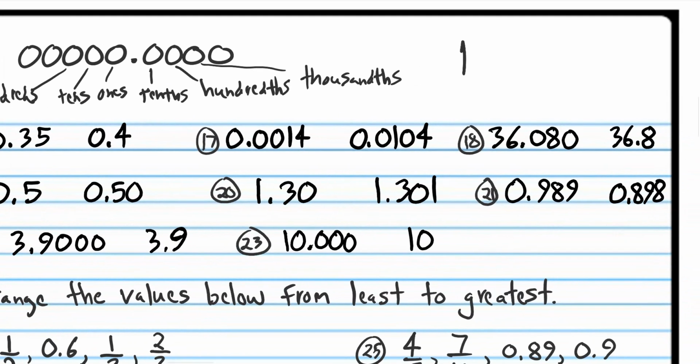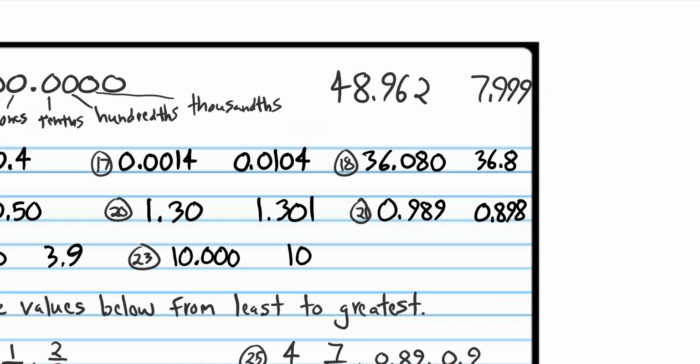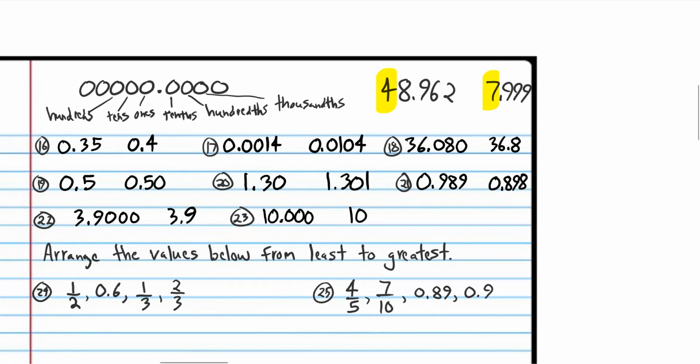So let's say that you have something like 48.962, and you have 7.999. The first thing you do to figure out which decimal is bigger is you look at the number farthest to the left in each of these numbers, so that would be 4 here, and that would be 7 here. And then you ask yourself, which place are these numbers in? The 4 is in the tens place. That's in the tens place. And the 7 is in the ones place.